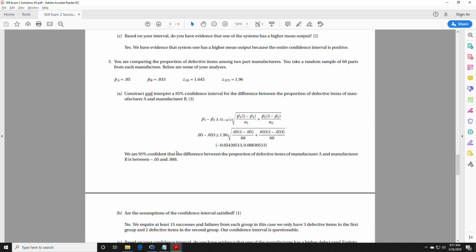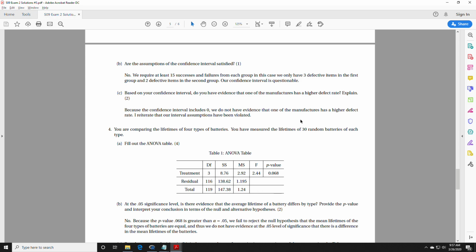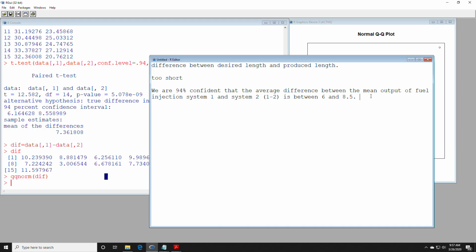All right, comparing proportions of two defective items. Again, we're not doing a two sample proportion confidence interval. Okay, so it looks like on none of these exams I had an example of a proportion confidence interval. So I'm just going to make one up now. All right, so here's a question.